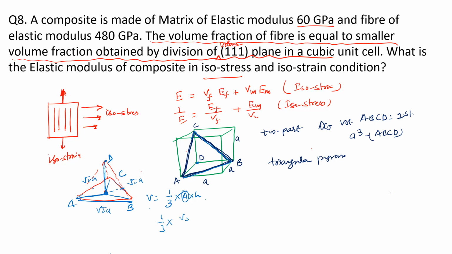Area will be root 3/4 into side square. The area of an equilateral triangle formula is root 3/4 into side square. So what is the side? Root 2a whole square and h. So now the most important part is to calculate the h.